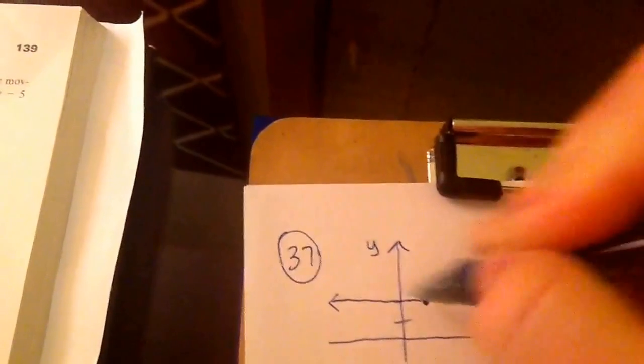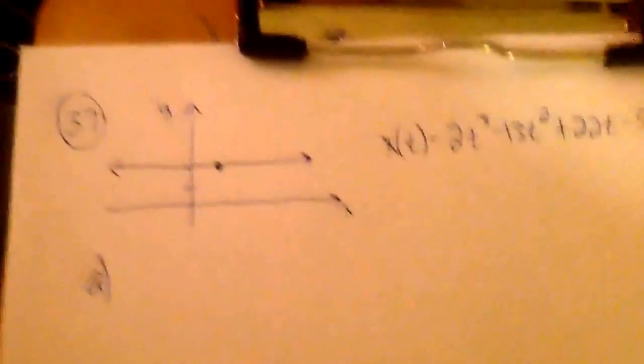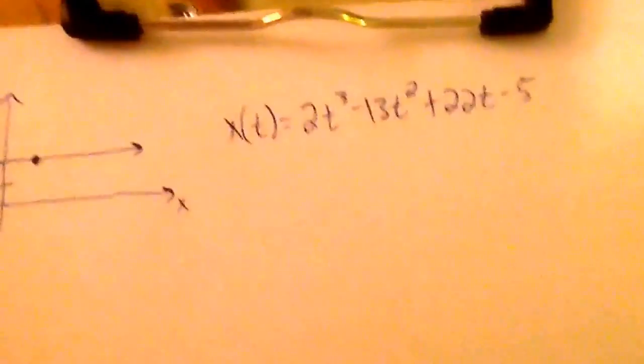So let's see here. So it tells you that you got a particle moving along the line y equals 2. I already drew the line y equals 2, so you can just imagine there's a dot on there moving left and right. And they give you the position function 2t to the third minus 13t squared plus 22t minus 5. A is the good old describe the motion for t is greater than or equal to 0.